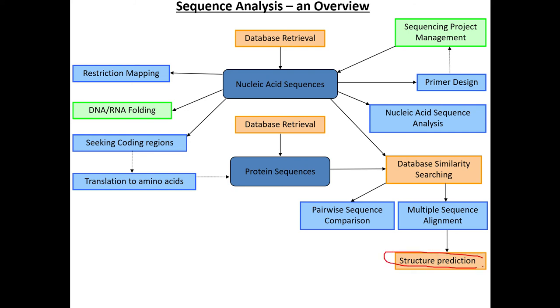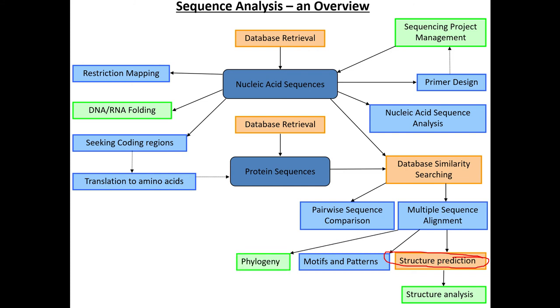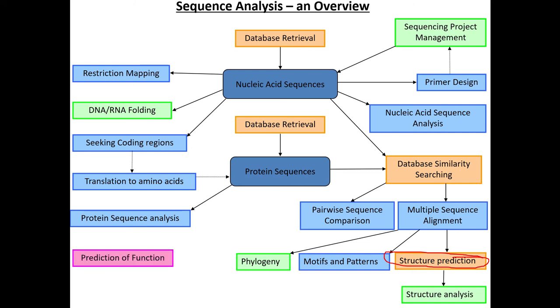Now you have to do structure prediction, and structure analysis is also very important. Then you will do motifs and patterns. In that, MEME Suite is also important for pattern recognition. Then you will create a phylogenetic tree, which I have already covered, and then you can also do protein sequence analysis, and after that you can predict the function of that particular protein.